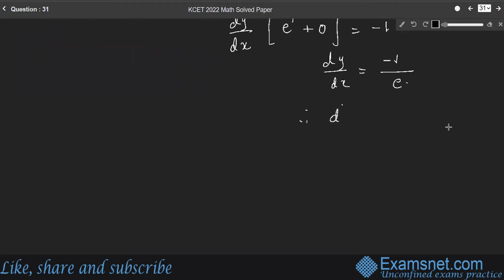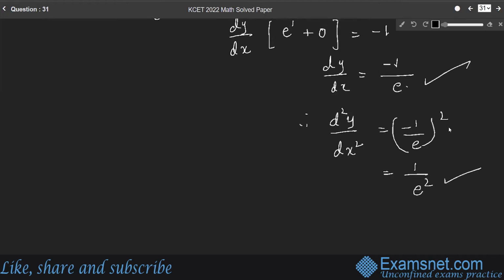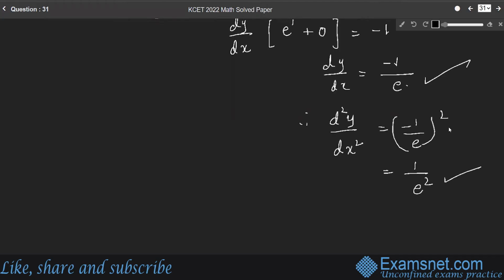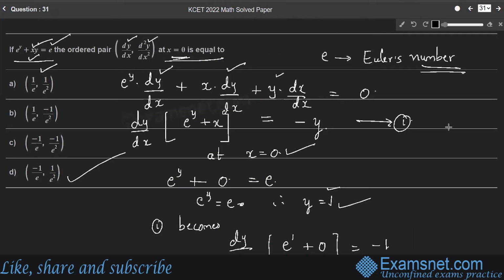Therefore, d square y by dx square, right? So minus 1 by e the whole square, so it becomes 1 by e square. Therefore, dy by dx and d square y by dx square are minus 1 by e and 1 by e square. Option D is the right answer.